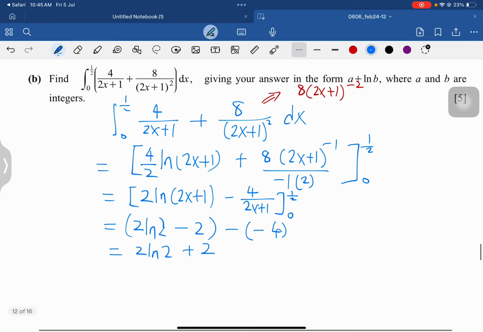Oh, they want it in the form of A plus ln B. You should throw the 2 up, it becomes ln 2 squared plus 2, which is the answer. Ln 4 plus 2.